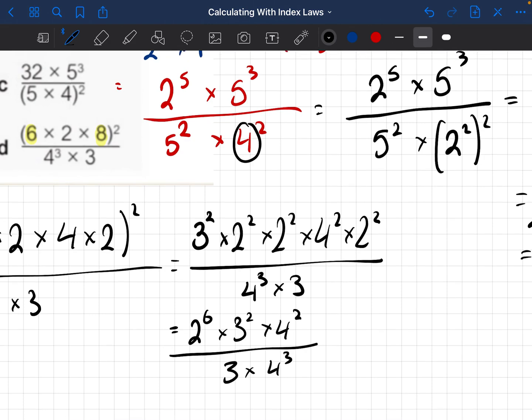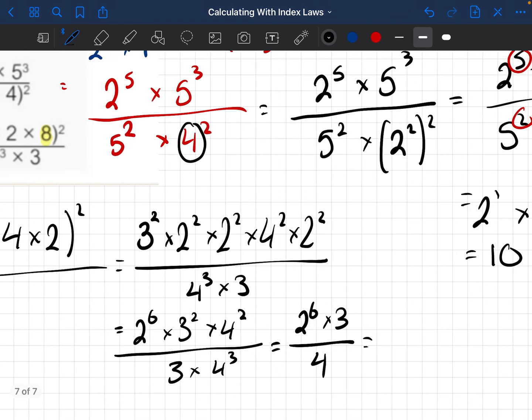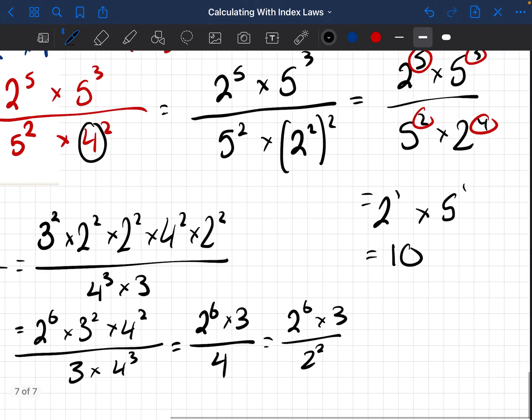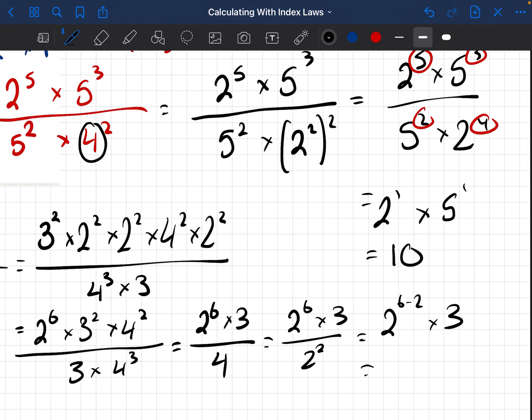Okay. So we can see that the 4 squared cancels out with the 4 cubed, and we're going to be left, and the 3 squared take away 1, 3 below. So we're going to be left with 2 to the power 6 times 3 all over 4. Now, this is where it gets quite nice. The 4 becomes 2 squared, 2 to the 6 times 3 over 2 squared, leaving us with 2 to the 6 minus 2 times 3, and that's going to be 2 to the 4 times 3, which equals, what we're left with, 2 to the 4 is 16 times 3, this is 48.